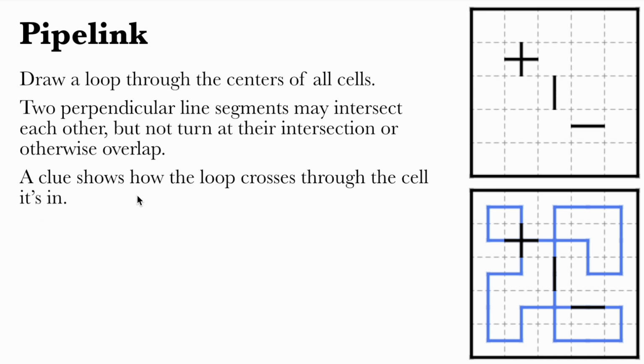A clue shows how the loop crosses through the cell it's in. We are given some cells, and what this is telling us is exactly what that cell looks like in the finished puzzle. So we can't take this vertical line and cross it horizontally. We can't change what that cell contains. We could also potentially have givens that are L shapes, and likewise could not extend those into a plus. That is completely defining what that cell looks like. Those are all of the rules of Pipelink, so it's time to solve a puzzle.